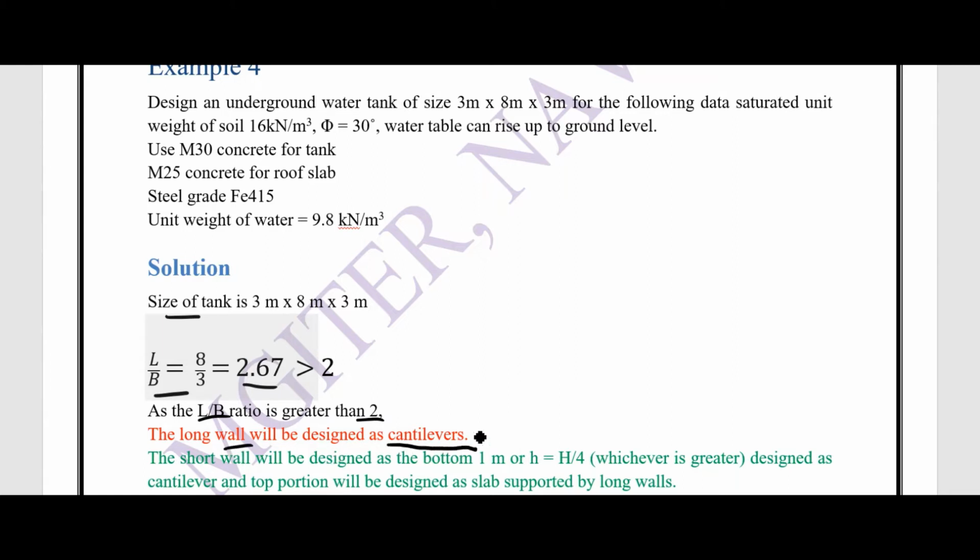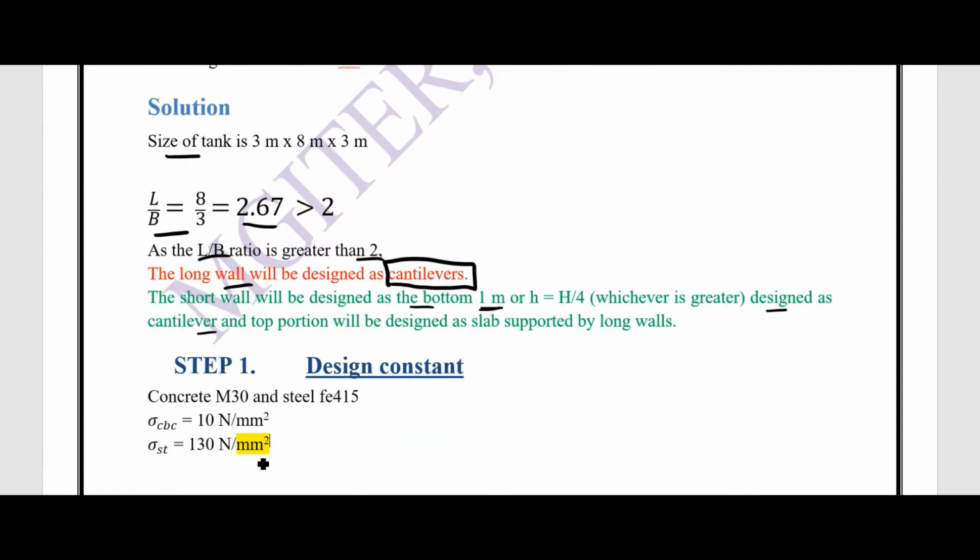The long wall will be designed as a cantilever, and for the short wall, the bottom 1 meter is designed as a cantilever, and the other top portion is designed as a slab supported on the long wall. Two different designs: first is for the long wall and second is for the short wall.